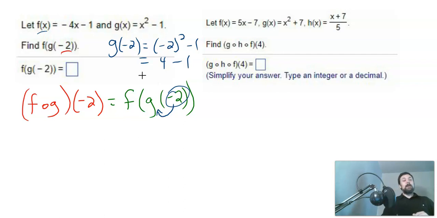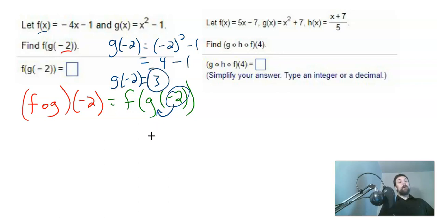They're probably going to stress test you on that a little bit by giving you a lot of negative numbers inside of powers of 2 after minus signs, just to test your arithmetic ability. Anyways, 4 minus 1 is going to give me 3. So g of negative 2 is equal to 3.